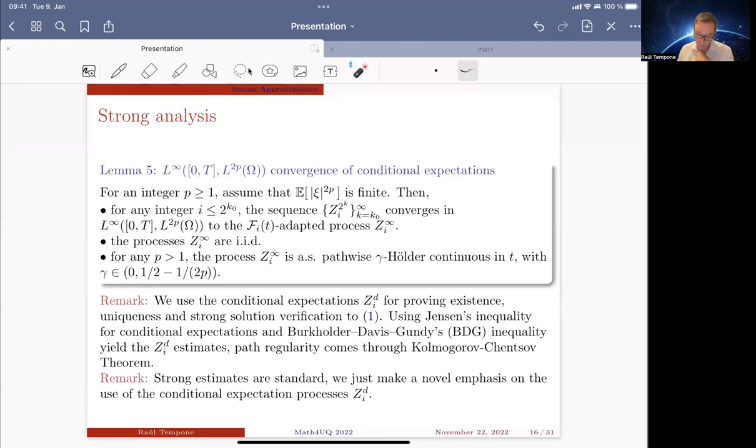We get, let's see the sequence and convergence. This subsequence converges in L infinity to the FTI adapted process Z infinity. So we have convergence. We do not know yet whether this is going to solve the McKean-Vlasov equation, but we have some kind of convergence. And we also have the regularity of the limit, because it is inherited directly from this Kolmogorov Chentsov estimate before. So now that we have these, we're going to use them to prove existence, uniqueness, and strong solutions verification for the McKean-Vlasov equation.